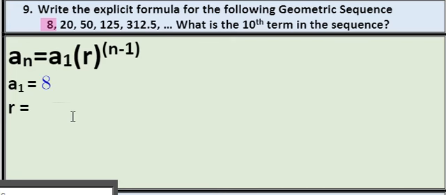Now the next piece I need to write this formula is I need to know what R is. So I'm going to take my 8 and write an equation. 8 times R equals, in this case, 20.